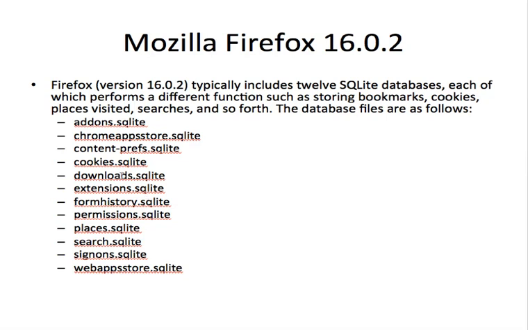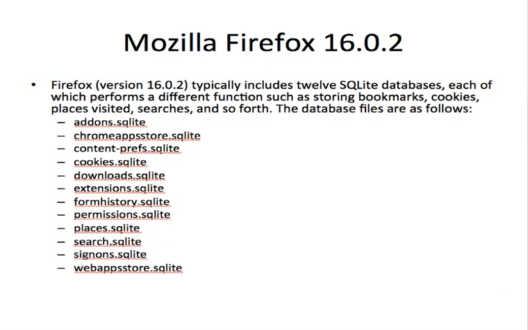What you've downloaded, the extensions that you use, what form history, if you've previously filled out a form, the web browser can save that information. The permissions for different sites, the places, this would be your web history right here, where you've searched in previous browsing activity, where you've signed on, and this would include passwords and usernames for particular sites, and the web app store.